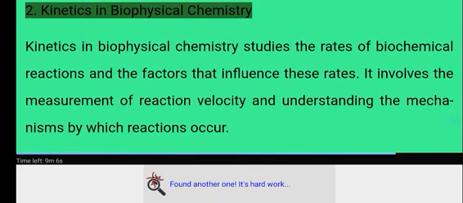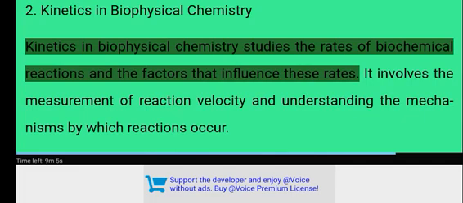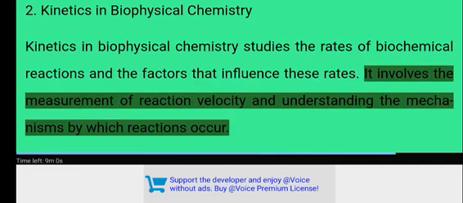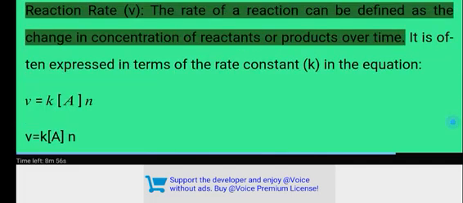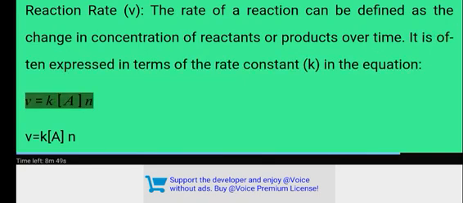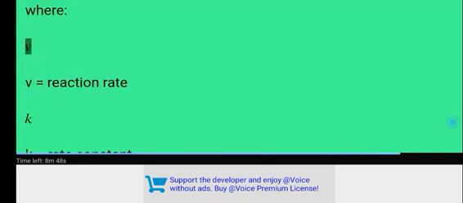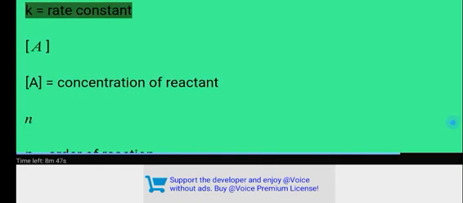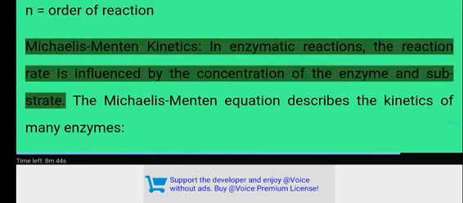2. Kinetics in biophysical chemistry. Kinetics in biophysical chemistry studies the rates of biochemical reactions and the factors that influence these rates. It involves the measurement of reaction velocity and understanding the mechanisms by which reactions occur. Reaction rate, V. The rate of a reaction can be defined as the change in concentration of reactants or products over time. It is often expressed in terms of the rate constant k in the equation V equals k[A]^n, where V equals reaction rate, k equals rate constant, [A] equals concentration of reactant, and n equals order of reaction.